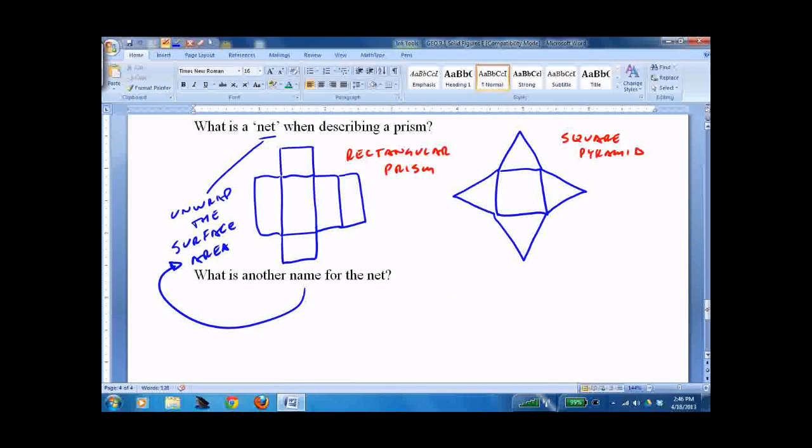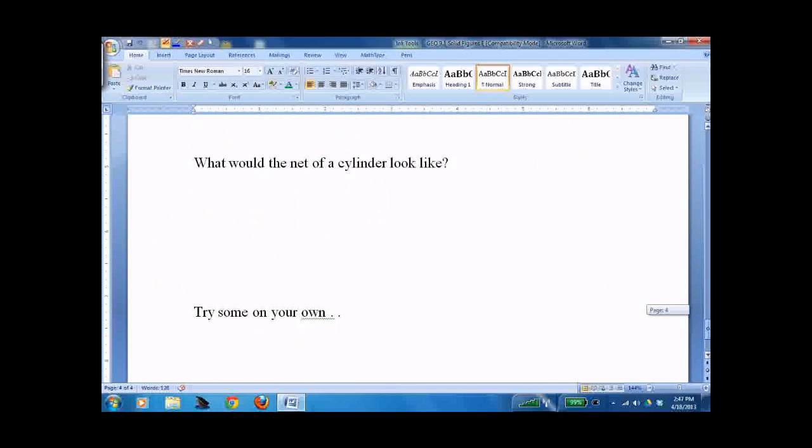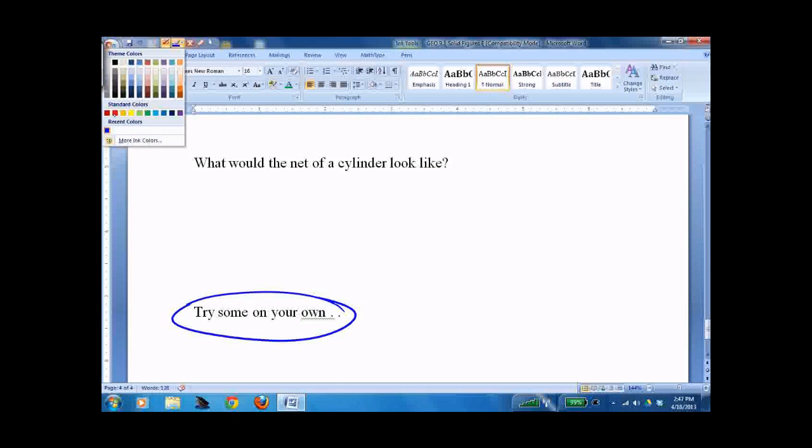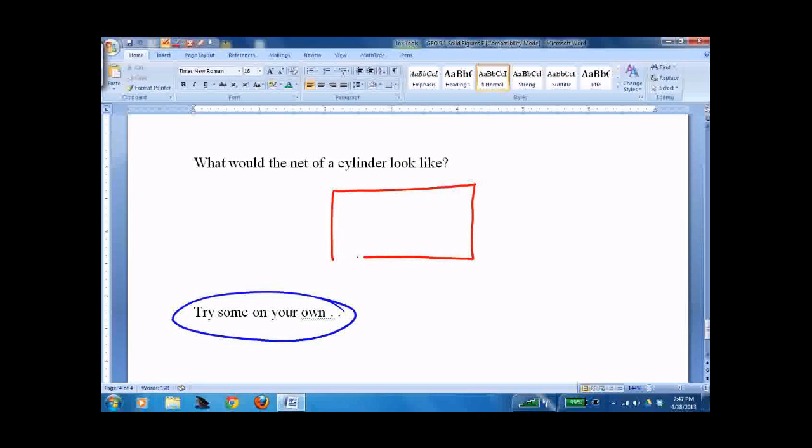We're not going to go any further. We'll do some hands-on activity with this. Try some on your own. You can go on the internet and look up geometric nets, find some fun stuff. A cylinder, if we unwrapped it, would look very strange. Something like that.